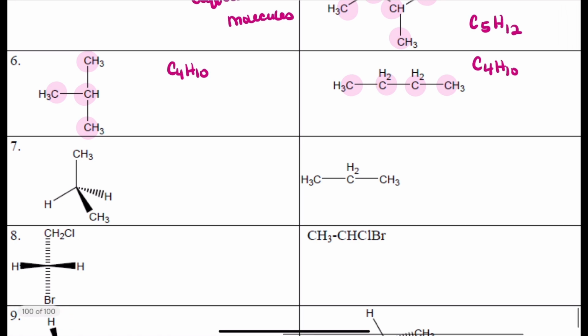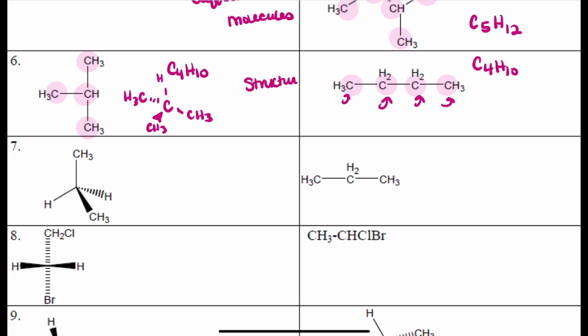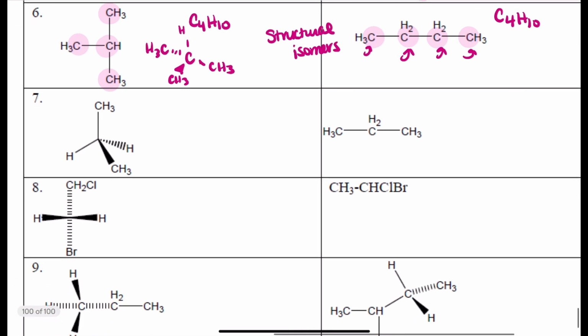If I was to draw these out, this just looks like this. Where this is tetrahedral, this is tetrahedral, this is tetrahedral, and this is tetrahedral. It takes longer to draw out. They're all sp3 hybridized here. They are structural isomers.